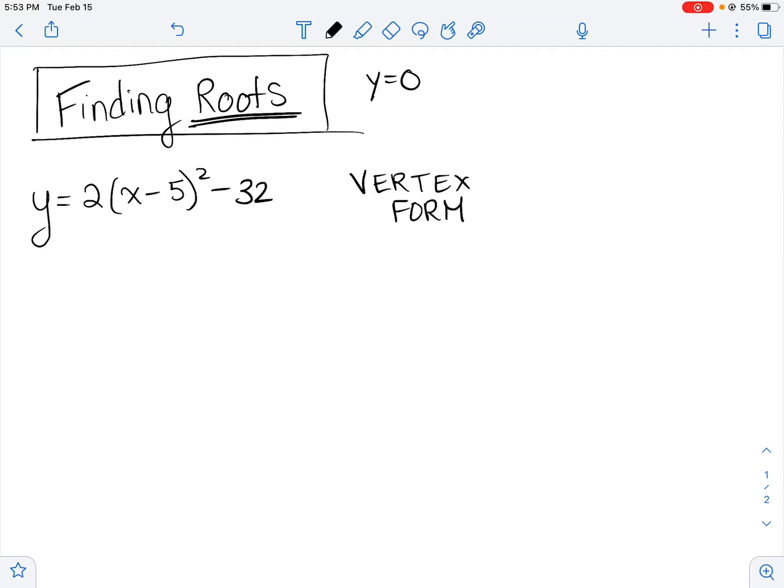Okay, we are finding the roots. Wait, I can't give away that answer. Okay, so we're finding the roots, and we're going to do it from vertex form first.